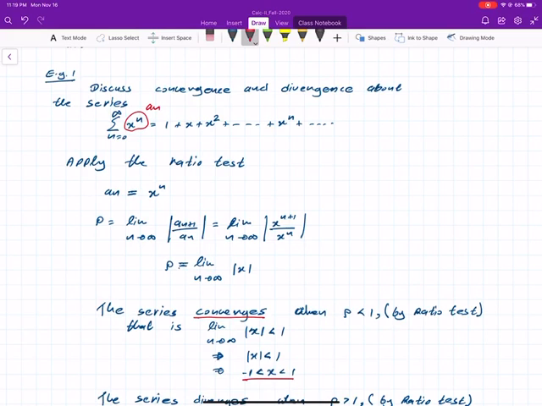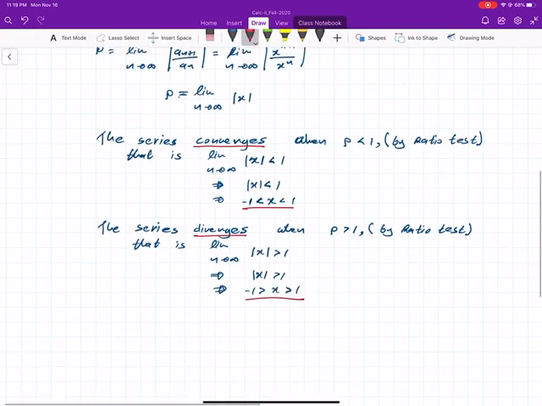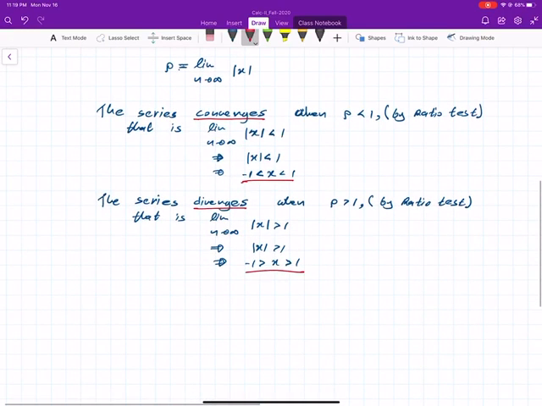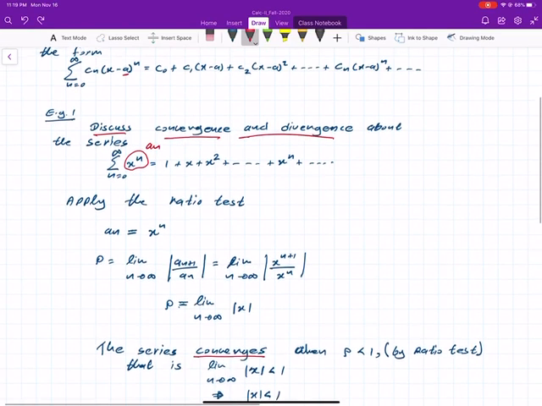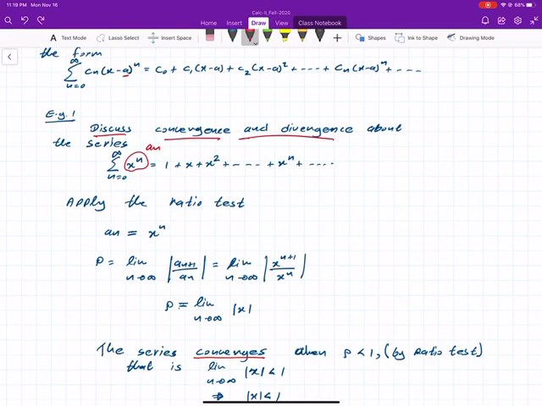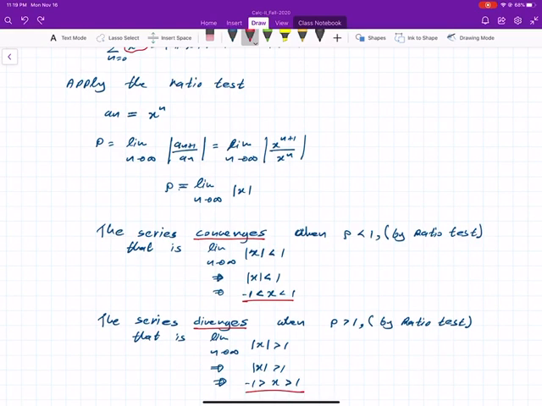So we have this. The problem says discuss convergence and divergence. So we have discussed it: it is convergent when x is like that, and it diverges when x is like that. All right. Good.